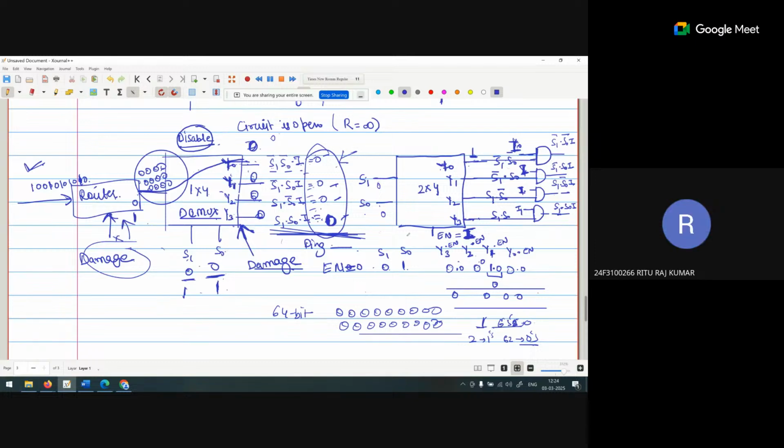Sir, then suppose we pick only one value. Then in all cases we get one as output. No, we don't get one in all cases. Only where the two bits are coming as one do we get one, and the remaining bits we get as zero.